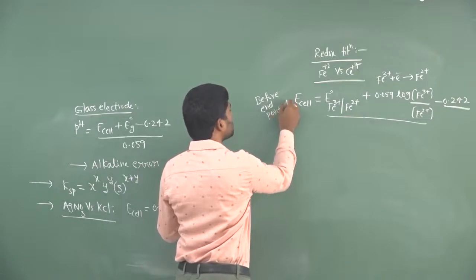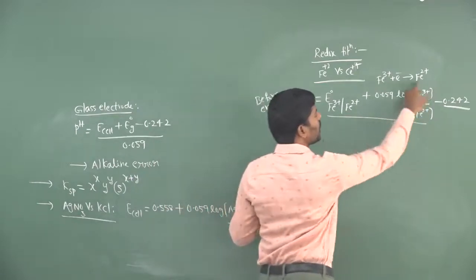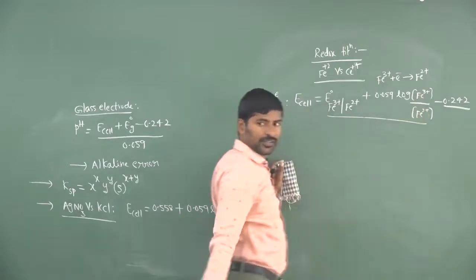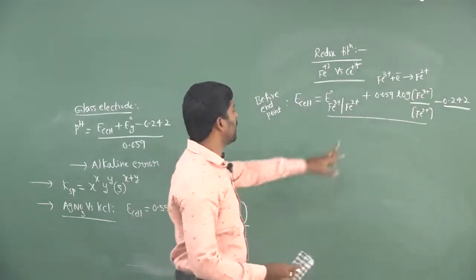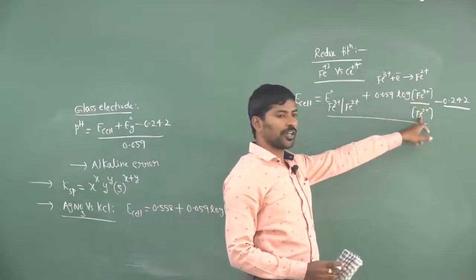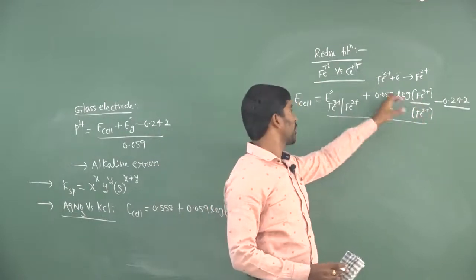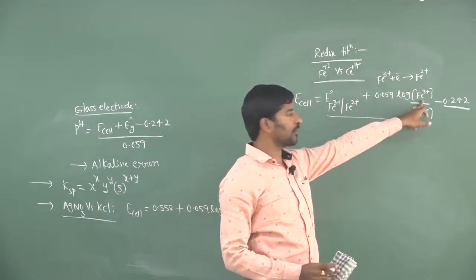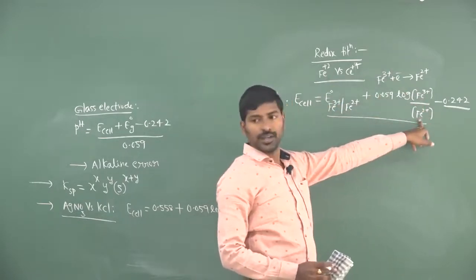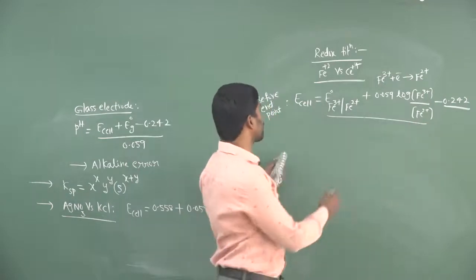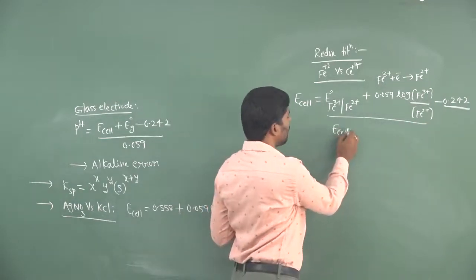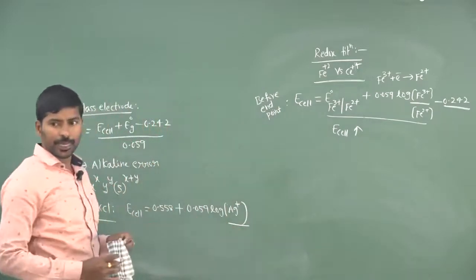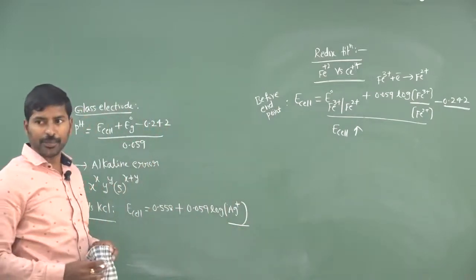Before equivalence point, cell potential is controlled by which ratio? Fe3+ to Fe2+ ratio. So during titration, what happens? Fe2+ is converted to Fe3+. So the concentration of Fe3+ increases, Fe2+ decreases. Therefore, during titration, what happens to cell potential? It increases. During titration, cell potential increases, and at end point, a sudden jump is observed.